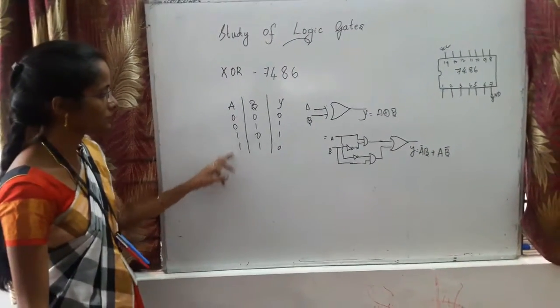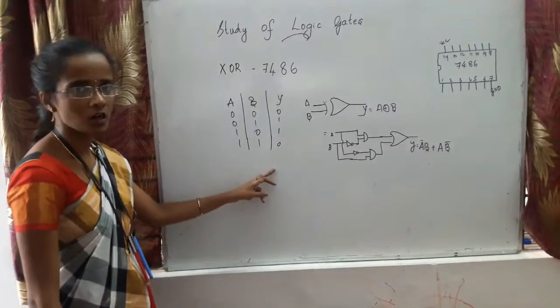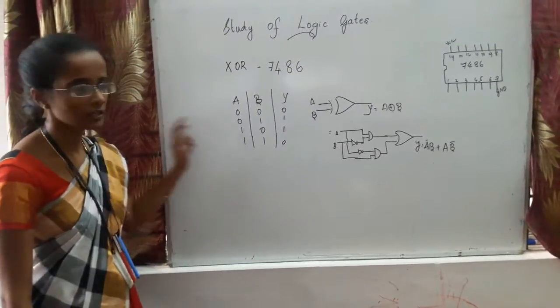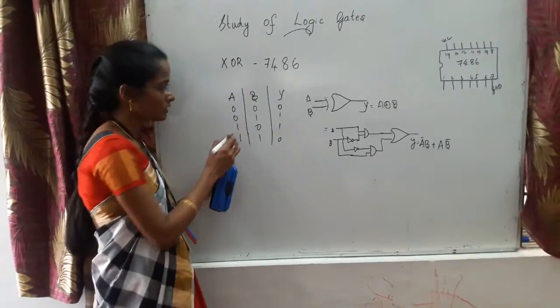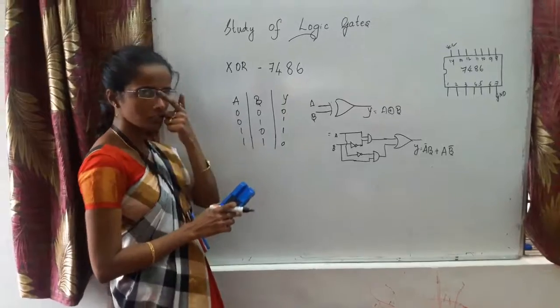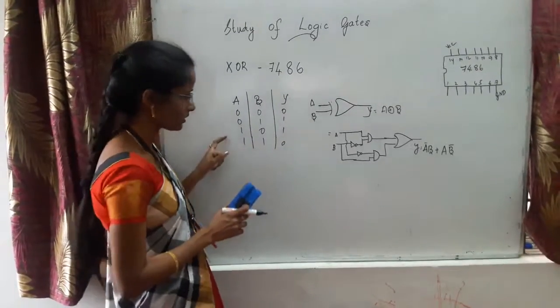Whenever both the inputs are same, the output will be at the logic 0. Output is logic high only when both the inputs are different. XOR is also called as a controlled inverter. What is the function of inverter? The output will be the inverse of the input.